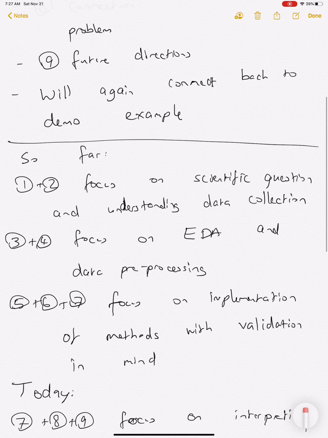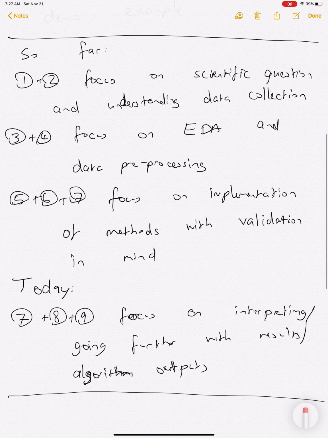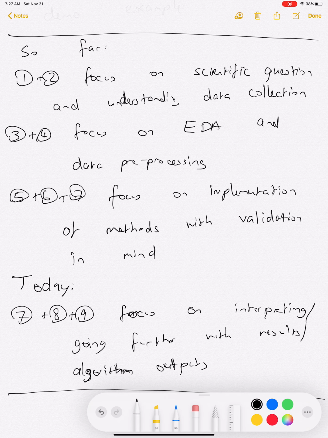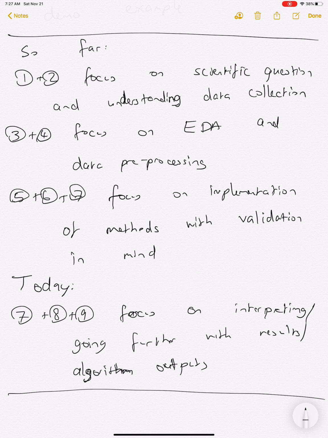So just to recap what we've done so far in the context of what we've covered for the project. There's 9 tasks overall, and broadly speaking, in the first lecture, we focused mainly on tasks 1 and 2, which is really just focusing on the scientific question and understanding where the data's come from, so the data collection, because where the data comes from really shapes what we want to do with the data.